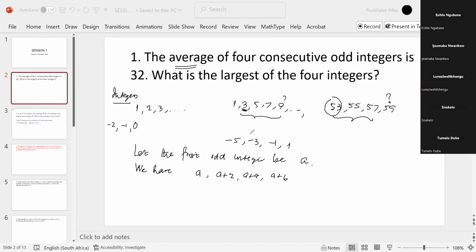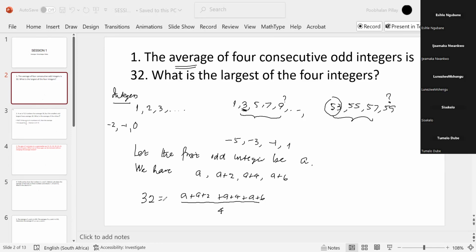The average of a set of numbers, to calculate the average, you add all the numbers and divide by the number of numbers. So here you have these 4 numbers, you add them. We know the average is 32. So you have to add all these numbers and divide that by 4. So you have A plus A plus 2 plus A plus 4 plus A plus 6. And you divide that by 4 because you got 4 numbers. And that by definition is the average.